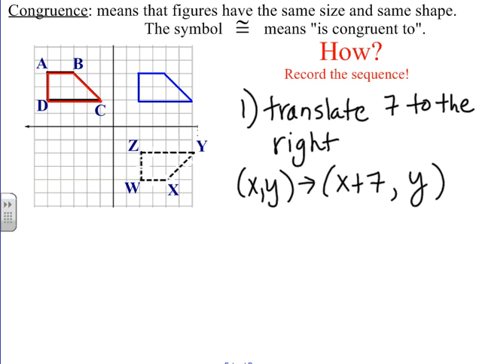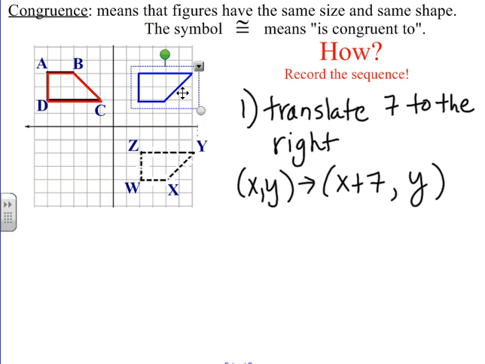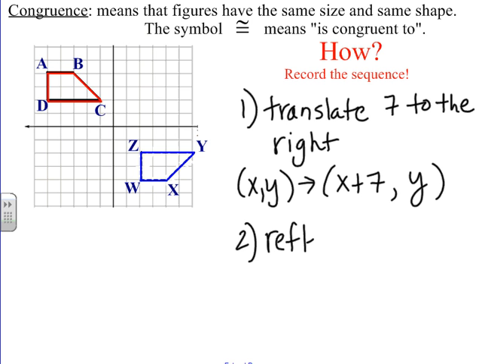Now our next step is that we need to flip this trapezoid over. And when we flip it over, it's going to flip over the x-axis and land right on top of it there. So that's going to be our second step. We're going to reflect, because that's what flipping is, reflect over the x-axis. And then we land right on top of the other trapezoid, and we can show they're congruent.